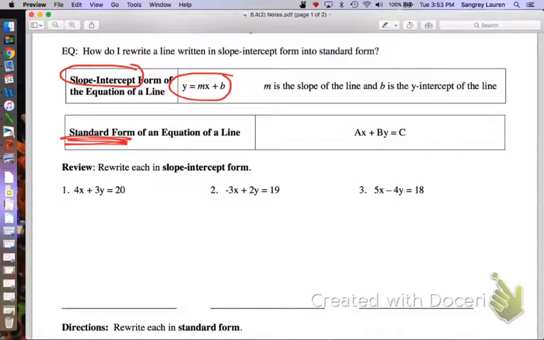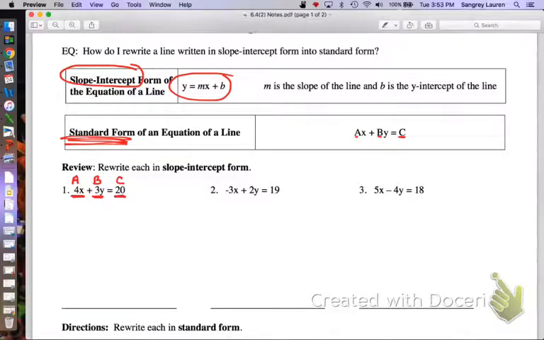So basically what this means is we want the x term to be first, we want the b term to be second, which is with your y, and then we want the number that doesn't have a variable to be on the other side of the equation. So the a, b, and c just represent numbers. If you look at the first three examples, those are all in standard form. Because if we look at number 1, 4x is first, 3y is second, and then it equals a 20 that doesn't have any variables. So a would be 4, b would be 3, and c is 20.